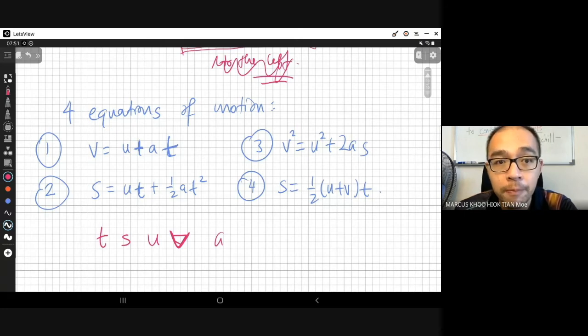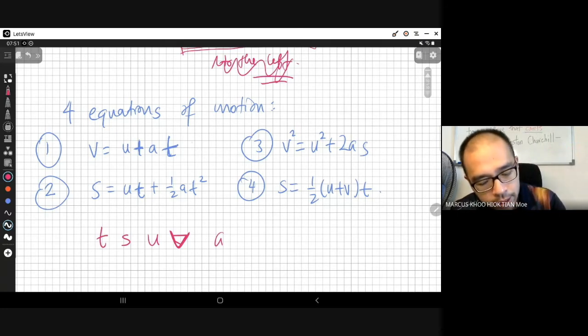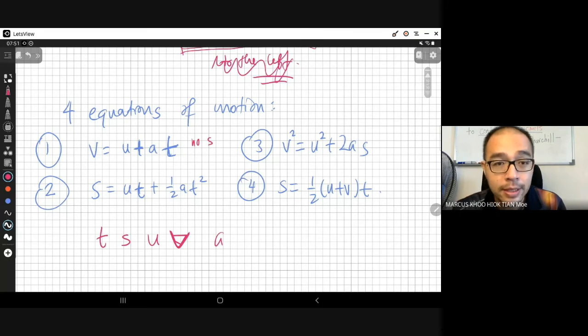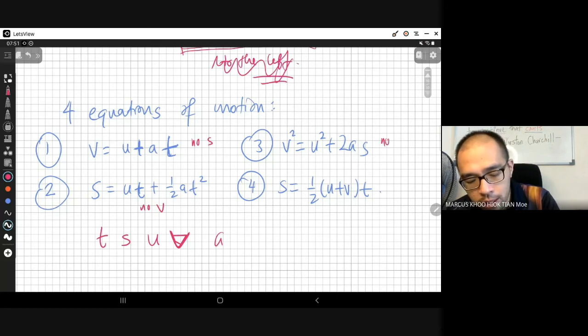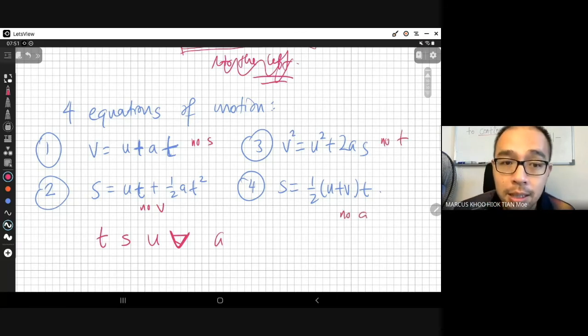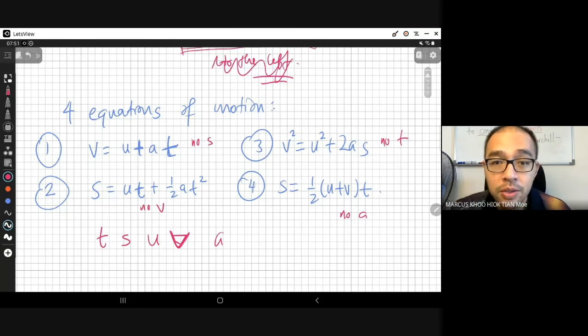So this one, there is no S. In this second one, there is no V. The third one is no T, and the last one is no A. The interesting thing is all the 5 got U. There's U inside all the 4. But everyone has a missing component, and that's why it's very important for us to know all 4.